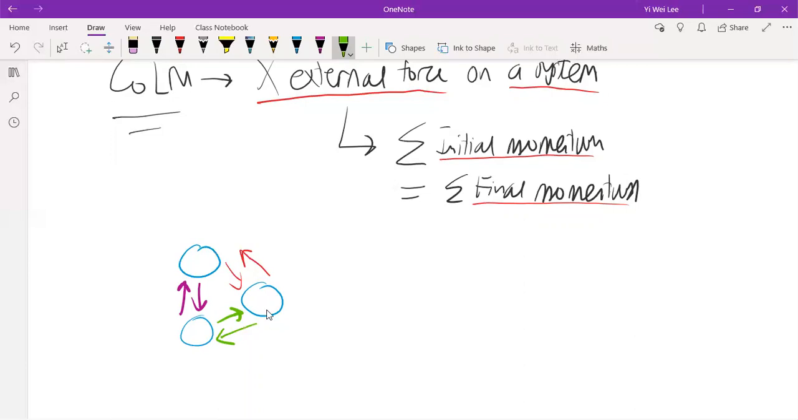Now, let me explain what it means by external force and a system. Take a look at this yellow color line. If I were to draw my system boundary, I would assume that this particle itself is a system. I would draw my system boundary here. It means that this red color force and this purple color force, which are acting on the particle inside here, are considered to be external forces.